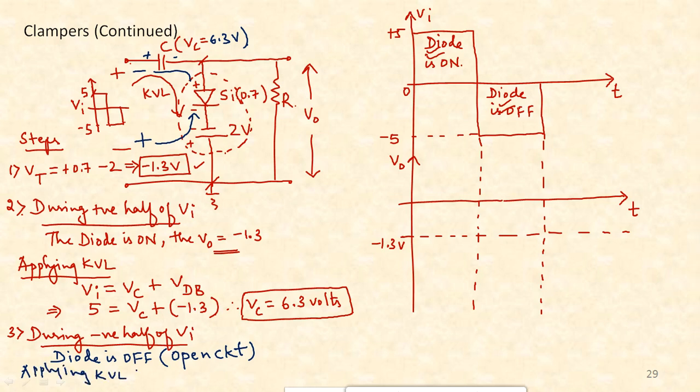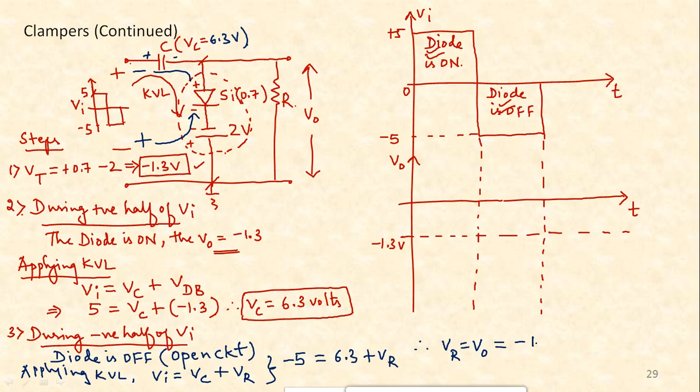Applying KVL. Okay, so what do we get? Input voltage Vi is again equal to voltage across the capacitor. Now it will not be the voltage across the diode and the battery, however it will be the voltage across the resistor R. So Vi, which is minus 5 volts, is equal to Vc, which is 6.3 volts, plus Vr. Vr is nothing but the output voltage itself. So therefore Vr, which is equal to output voltage V0, will be equal to minus 11.3 volts.